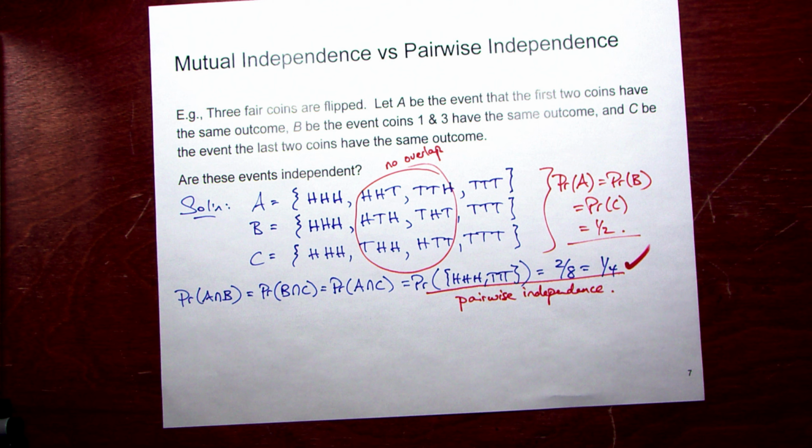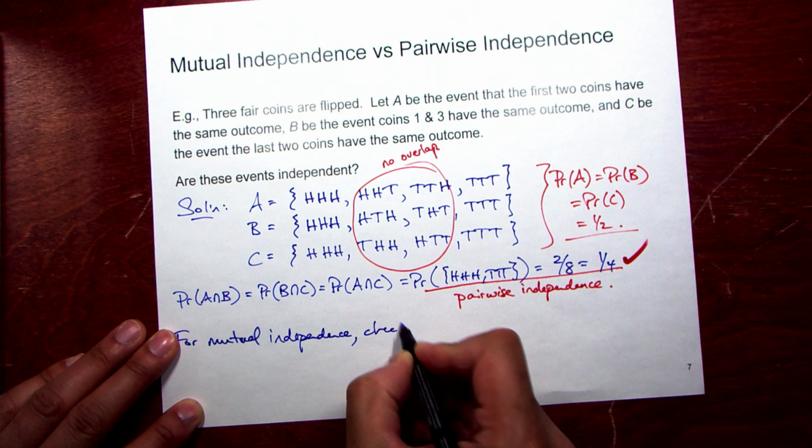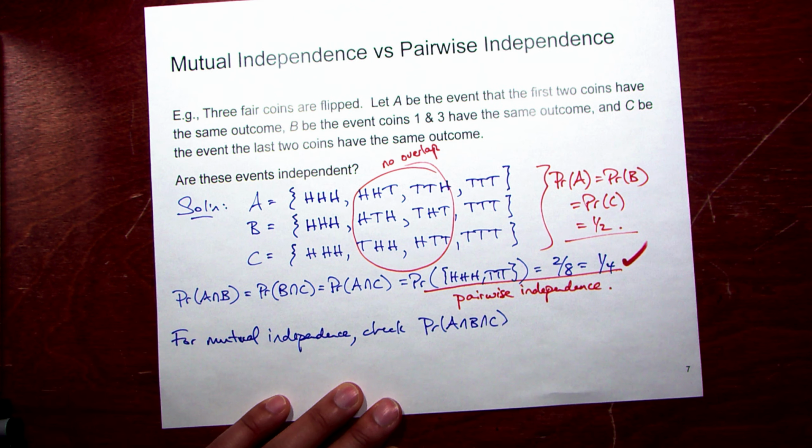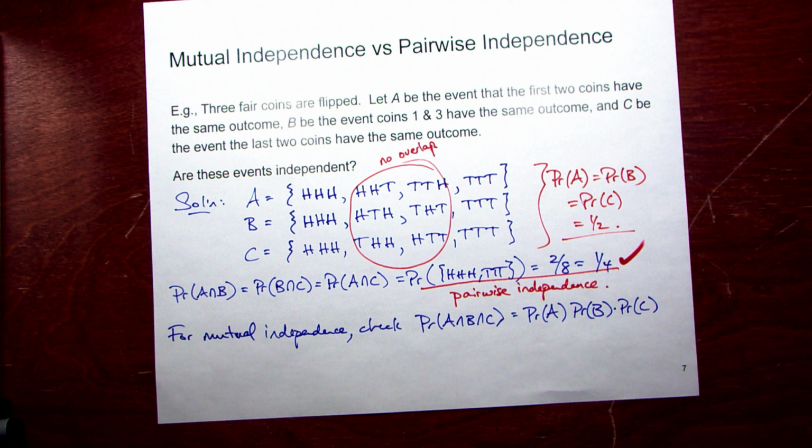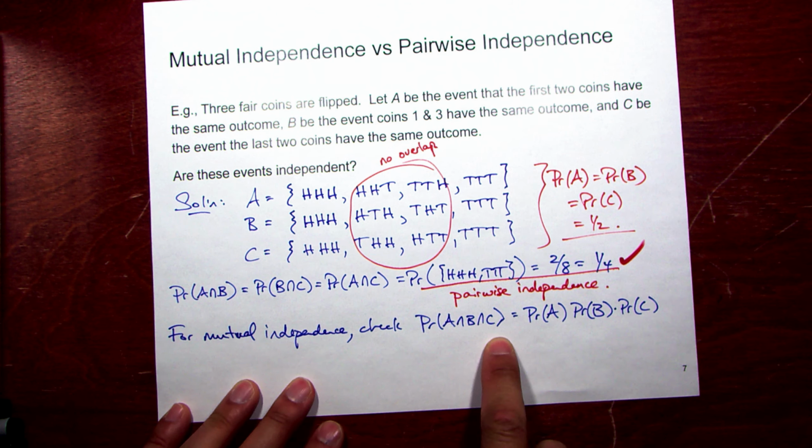What about mutual independence? Mutual independence means that we want to verify the 2 intersect case. We're going to check the probability of A intersect B intersect C, and we want to check that it equals the product of the probability of A, the probability of B, times the probability of C. What's the probability of A intersect B intersect C?